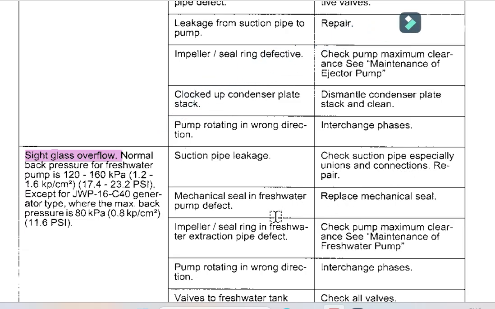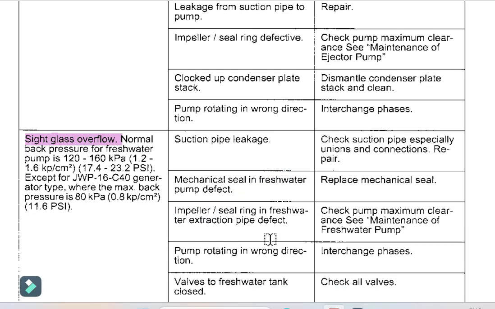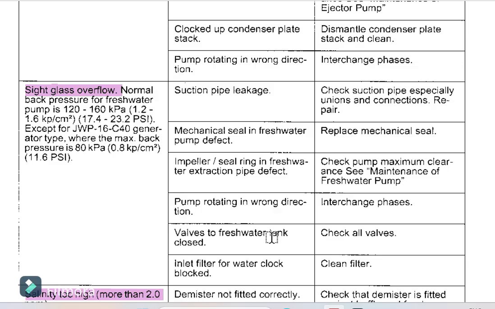Mechanical seal in the freshwater pump is found defective. Replace the mechanical seal. Impeller seal ring in the freshwater extraction. We are talking about the distillate pump. So in this case, the impeller seal ring, everything has to be checked. Check the pump maximum clearance maintained in the freshwater pump. Pump rotating in wrong direction. Interchange the phases.